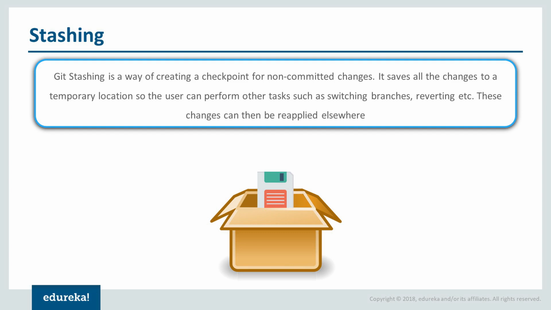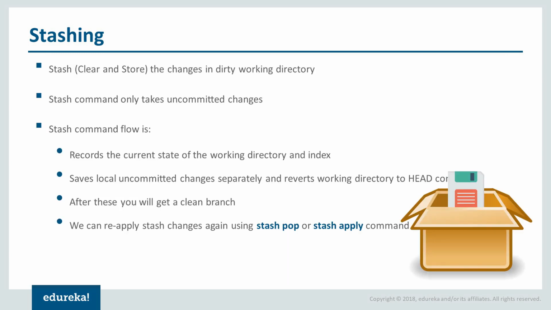Stashing takes the dirty state of your working directory, that is your modified tracked files and staged changes, and saves it on a stack of unfinished changes that you can reapply at any time. Please note, it does not consider the untracked files. Stash the changes in the dirty working directory. By dirty we mean the work that is not completed yet and is in progress. The stash command only takes the uncommitted changes. They might be in the staged area or in the unstaged area, but they are tracked files.